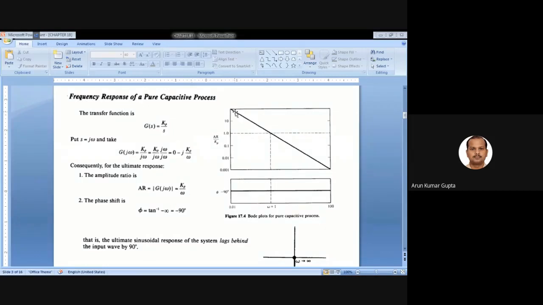So that's why this is a linear plot with a negative slope. And what about the phase angle? Phase angle will be tan inverse of y by x. The real part is 0, so that's why this is infinite, and infinite will be minus 90, so the phase angle will be constant at minus 90, right? So this is a plot of the pure system.